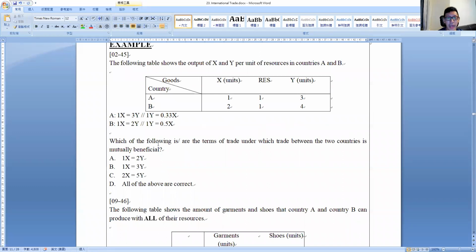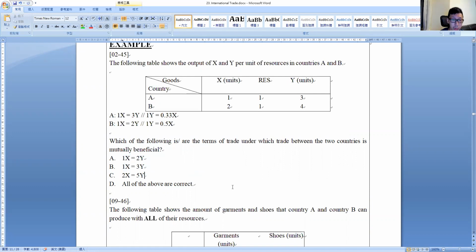Okay, so let's see which of the following terms would be mutually beneficial. First of all, 1x = 2y and 1x = 3y, these two are just the opportunity costs. So any of these would not be mutually beneficial, because one of the countries will gain nothing. Therefore, this is not mutually beneficial.